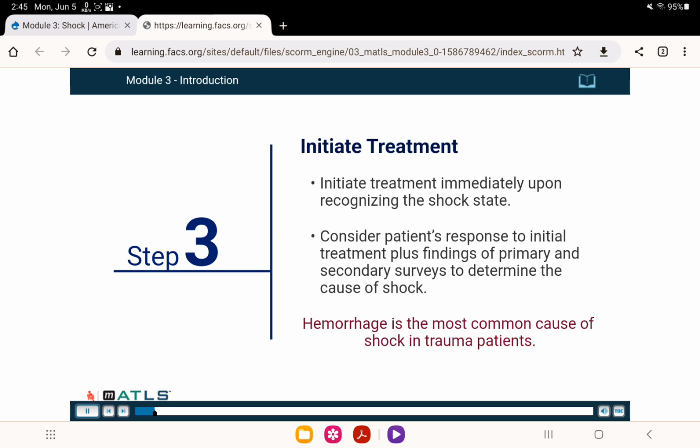Patient management responsibilities begin with the recognizing of the presence of shock. The patient's response to initial treatment, coupled with the findings of the primary and secondary surveys, usually provides enough information to determine the cause of shock. Remember, hemorrhage is the most common cause of shock in trauma patients.